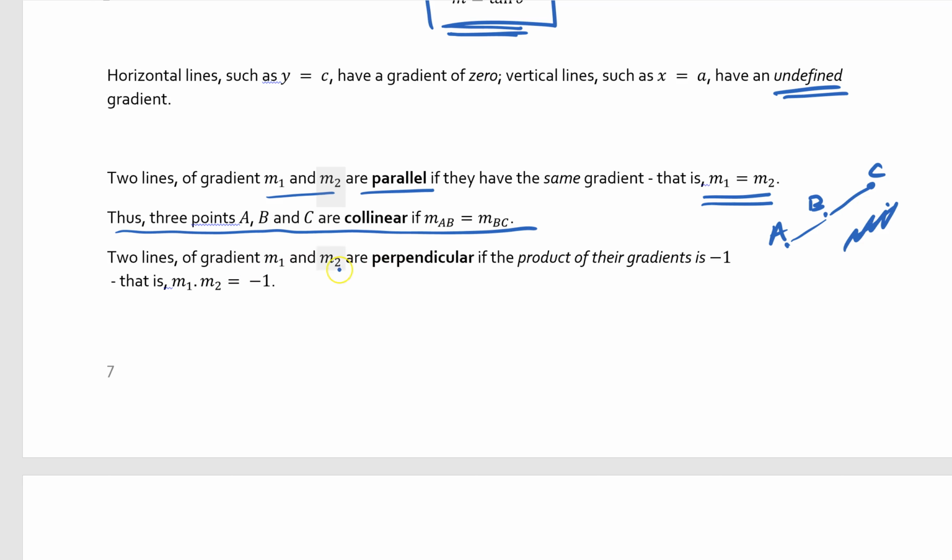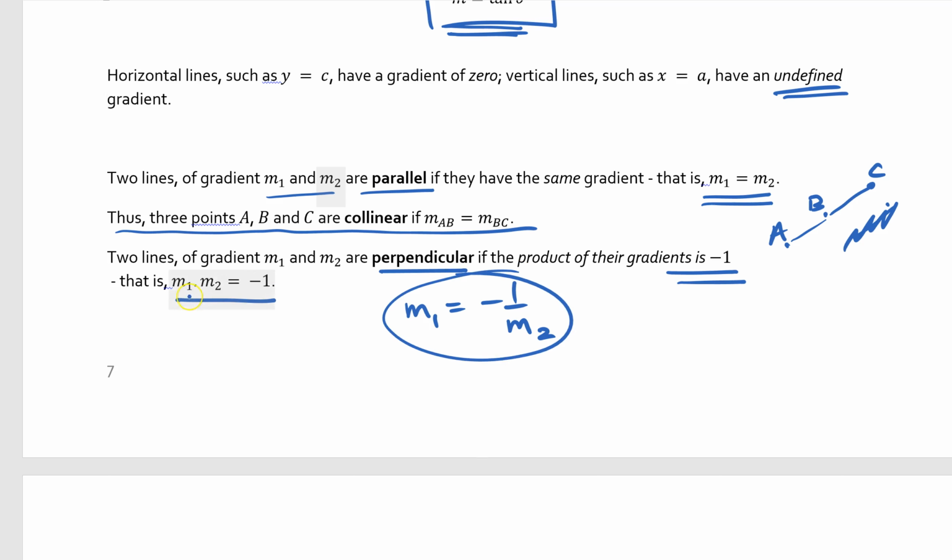Next point down here, two lines are perpendicular if the product of their gradients is -1. So that is this, or that m1 equals -1 on m2. The gradient of the perpendicular line is minus the reciprocal of the gradient of the other line. Doesn't matter which way you work with this, but if you have to do something about proving lines are perpendicular, you have to restate one or the other of these to justify your conclusion that two lines are perpendicular.